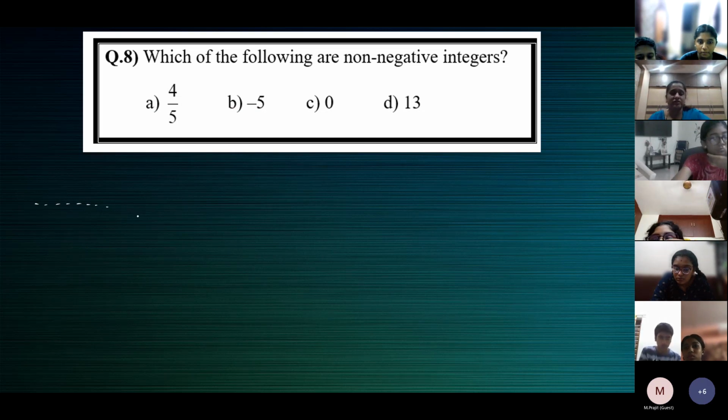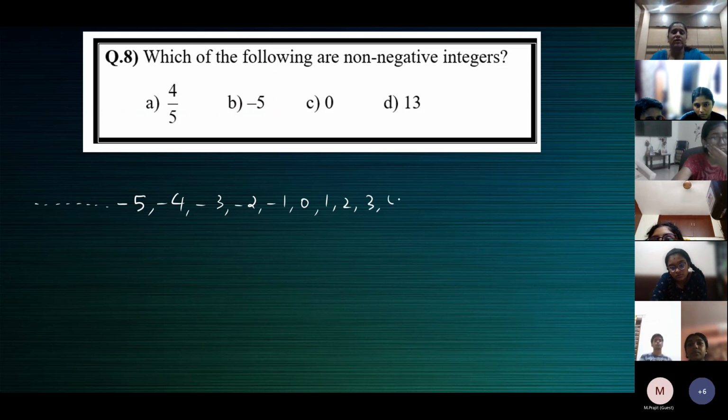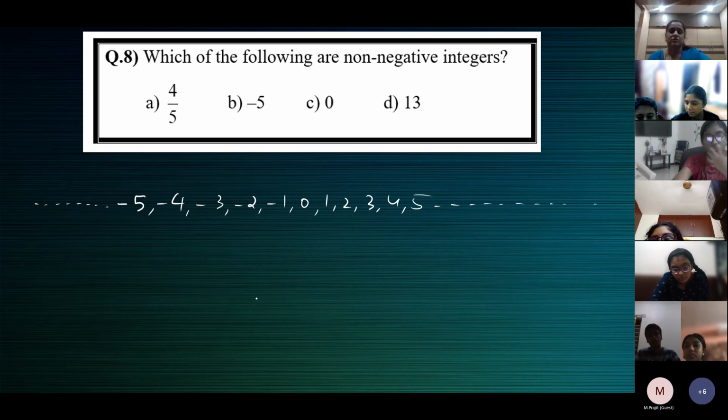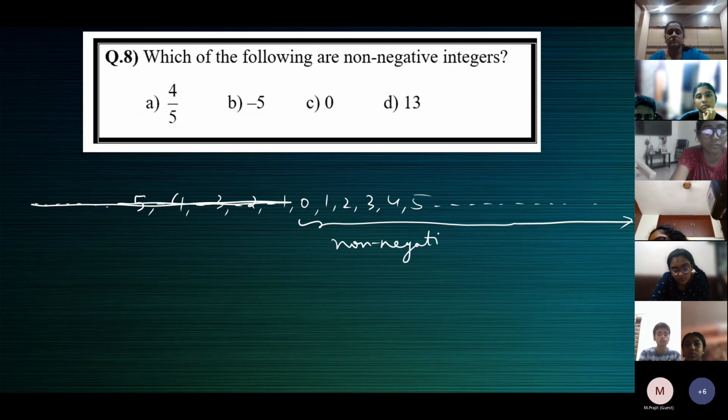Okay, let me write out the integers first. Just tell me if I'm right. -5, -4, -3, -2, -1, 0, 1, 2, 3, 4, 5. Is this the collection of integers? What do you mean by non-negative? It should not be negative, correct? So I'll take away all the negative integers. So these are non-negative. That means whole numbers.